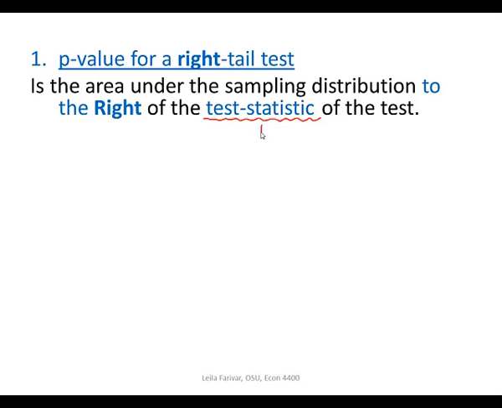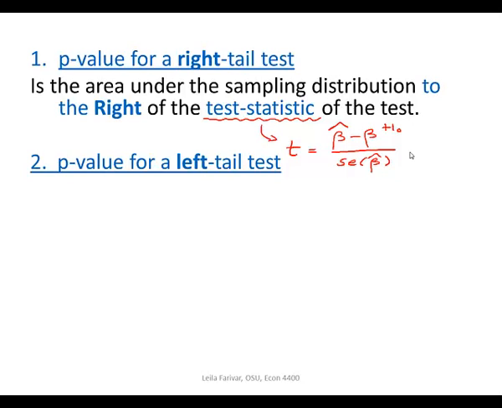Test statistic, to remind you, was t, which is beta hat minus the hypothesized value of beta, divided by the standard error of beta hat. So we need this number first in order to find the p-value. Then we go to the sampling distribution curve and look at the area to the right of this value in order to get the p-value.